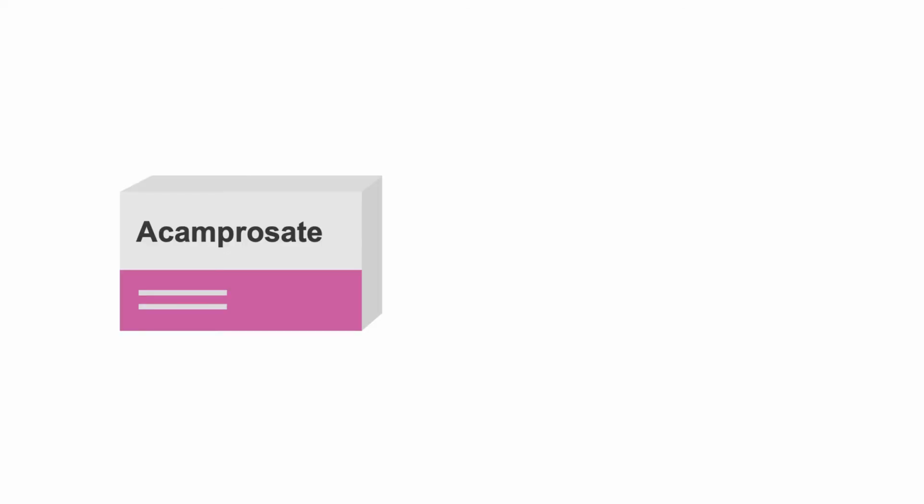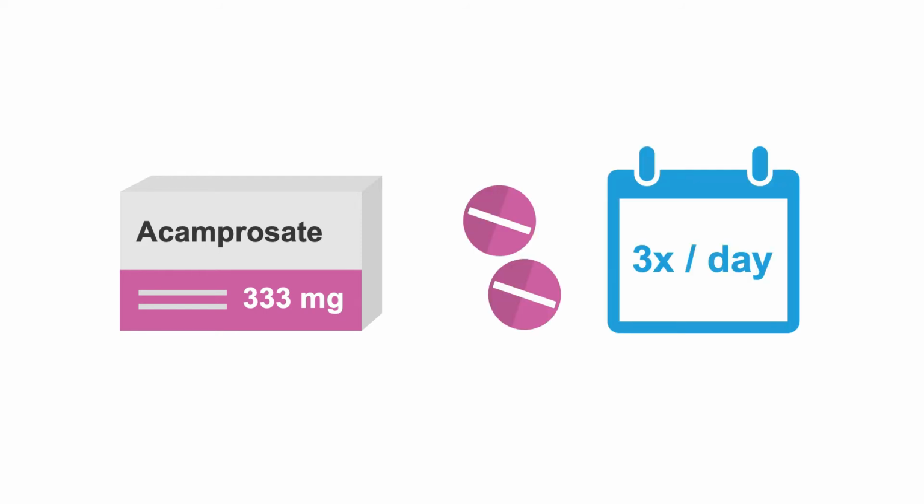Our second FDA-approved option is Acamprosate. Its mechanism of action is complex, but ultimately involves stabilizing the disrupted GABA and glutamate neurotransmitter systems. Unlike the remarkably simple once-daily dosing of naltrexone, Acamprosate is prescribed as 333 milligram tablets taken as 2 pills 3 times a day.